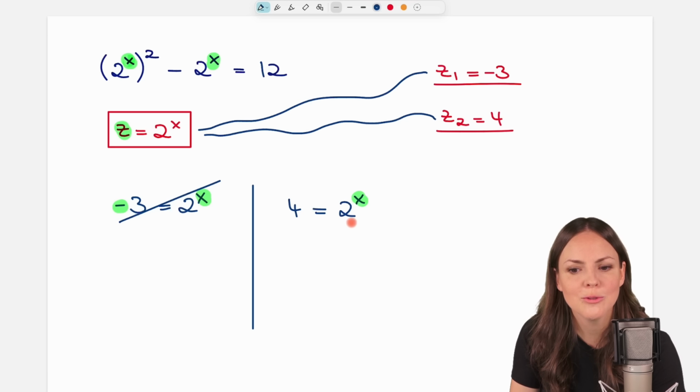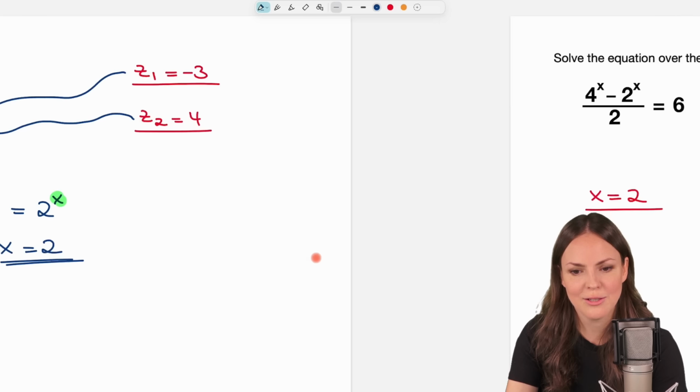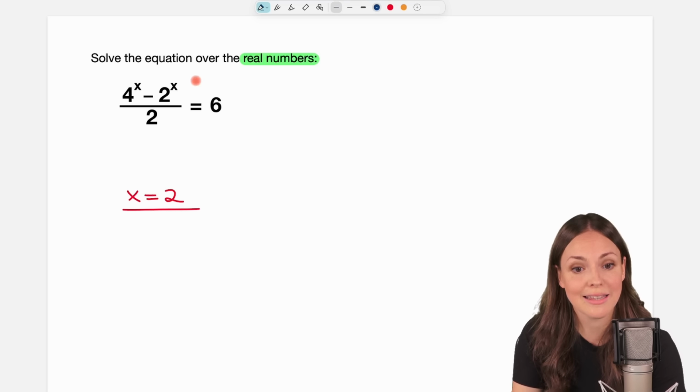Well, 2 to the power of 2. So my x has to be equal to 2. We found a solution for our x. So let's take this solution. Let's go back to the beginning. This was our original equation, and we found this solution here.